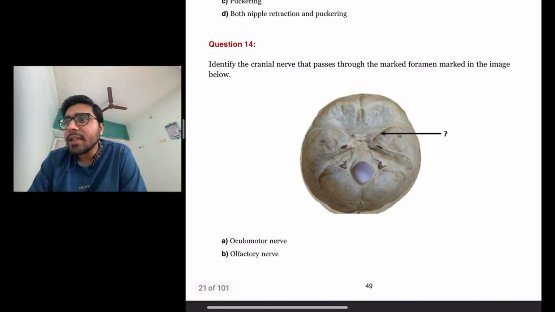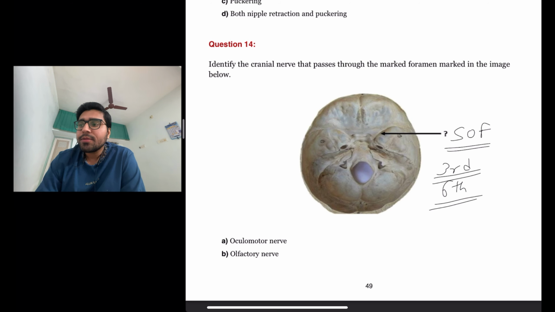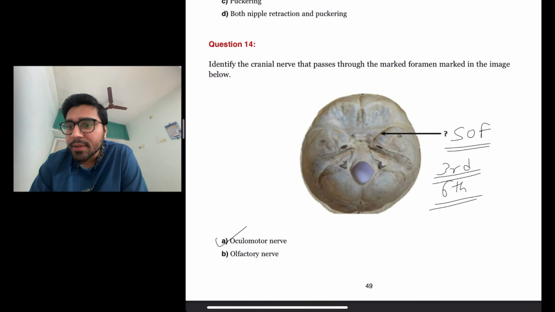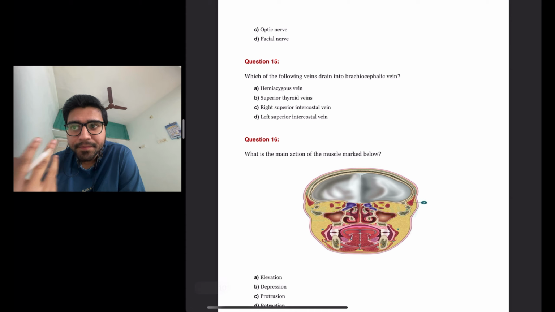Identify the cranial nerve that passes through the marked foramen in the image below. This is nothing but the superior orbital fissure, and the cranial nerves that pass are the third and sixth. So the oculomotor nerve, that is the third cranial nerve, passes through the superior orbital fissure.